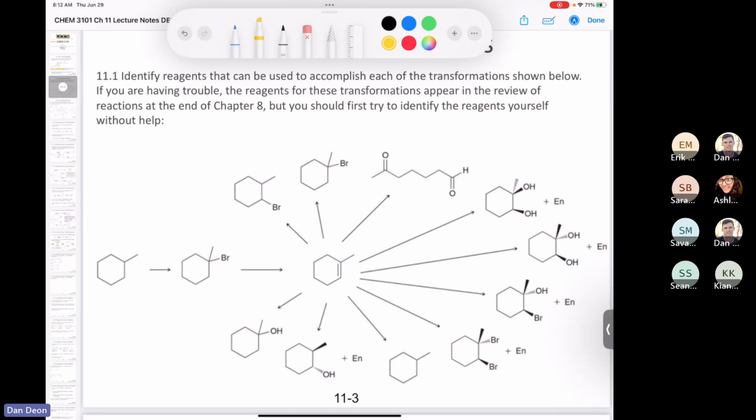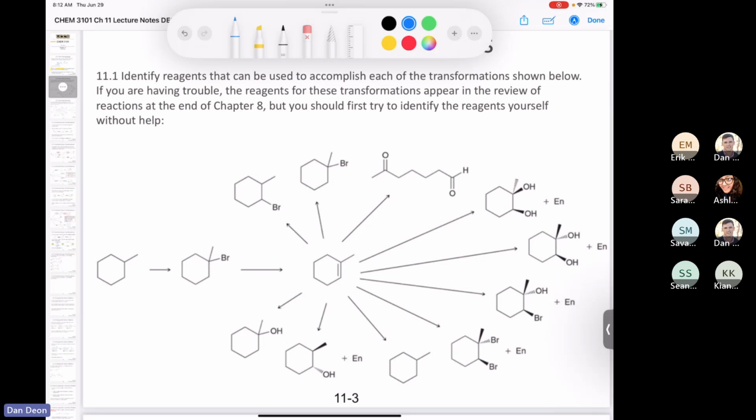So let's start out with this question, 11.1. You can see there's a lot of reactions on here, and we have to know them all. Identify reagents that can be used to accomplish each of the transformations shown below. If you're having trouble, the reagents for these transformations appear in the review of the reactions at the end of chapter 8.